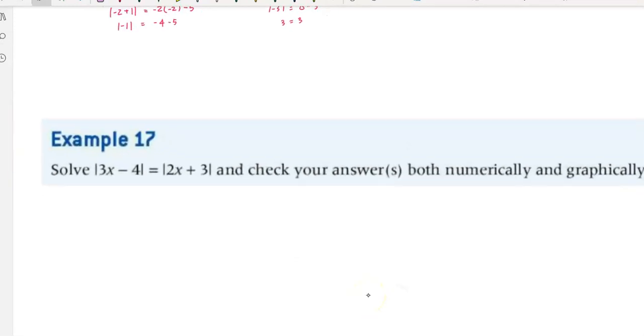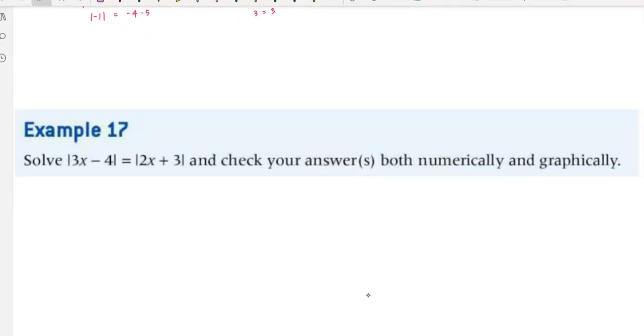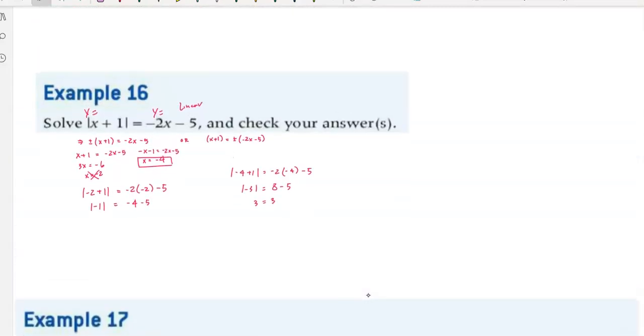Okay, back to work. Now, we have two absolute value functions, and we're trying to see where they intersect. And we could have done it for the last one too. We could have graphed both of them. Let me go ahead and get out my graph.